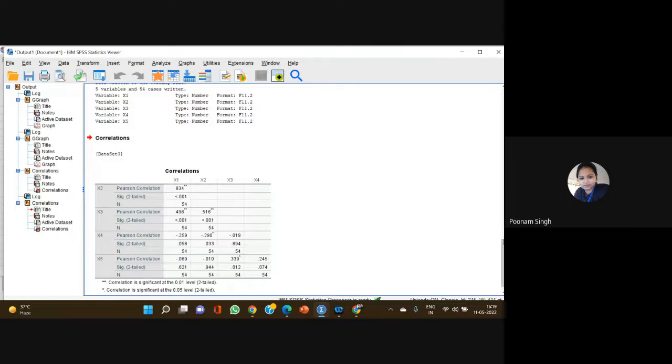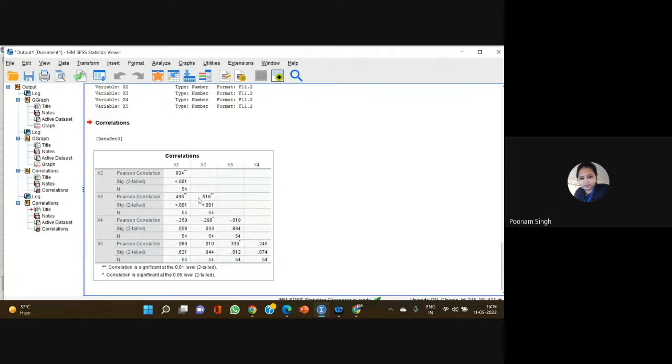Now see this correlation table. We were having 5 variables, and the first one is not showing because x1 and x1 would be 1. So it is showing a 4 cross 4 table. You can see here 0.834 correlation between x1 and x2, significant, less than 0.001. Number of observations 54, right? It means it has taken all the observations.